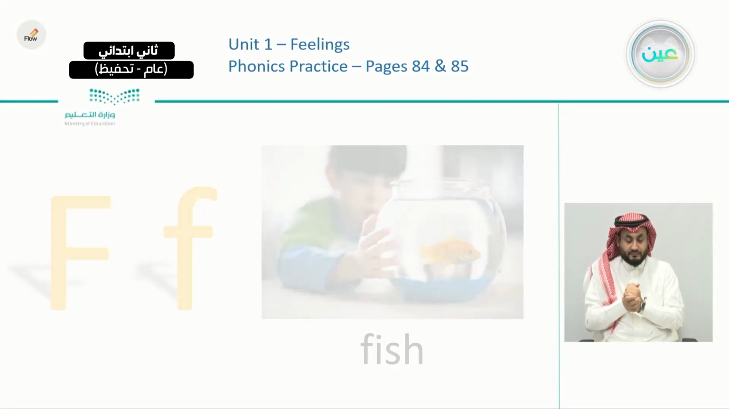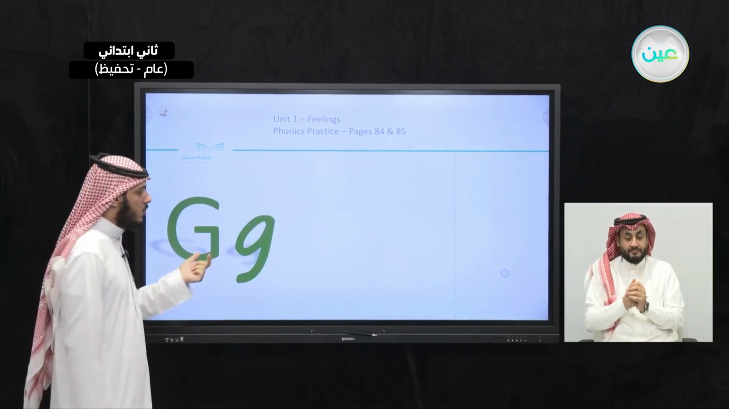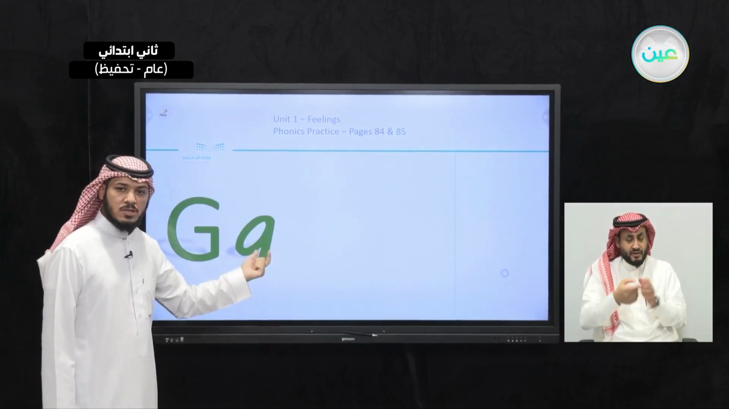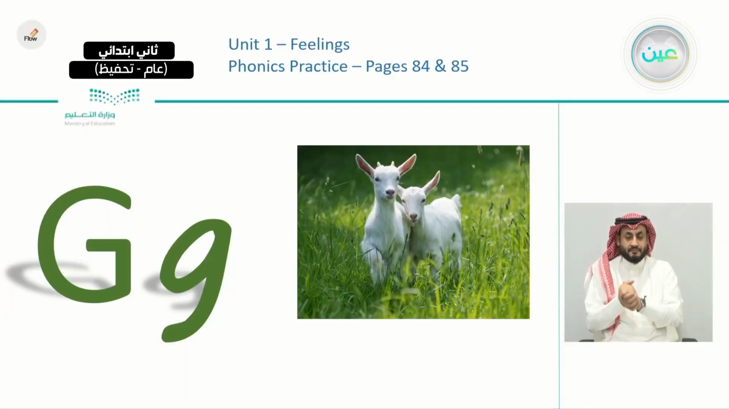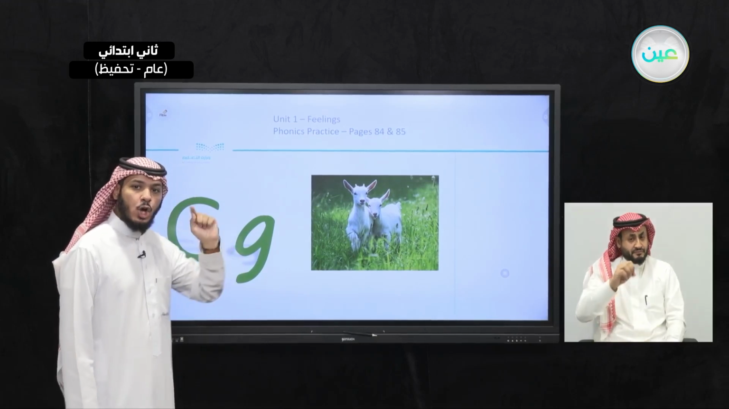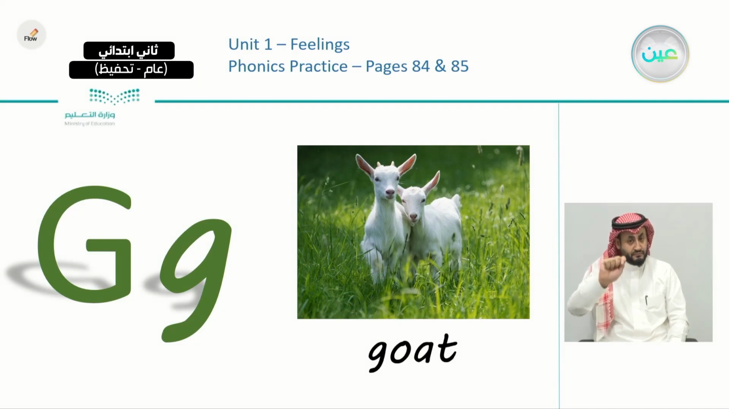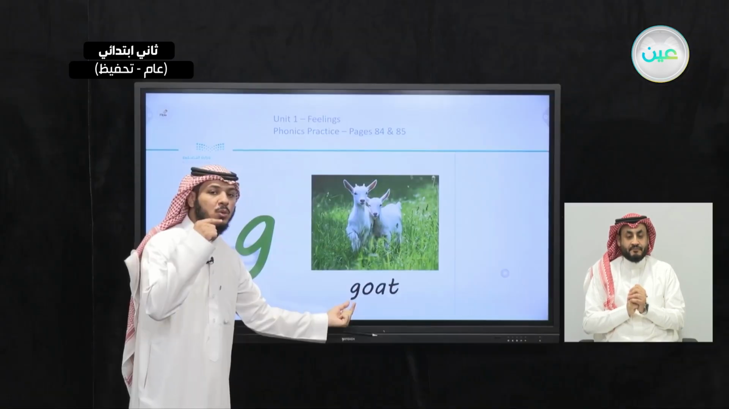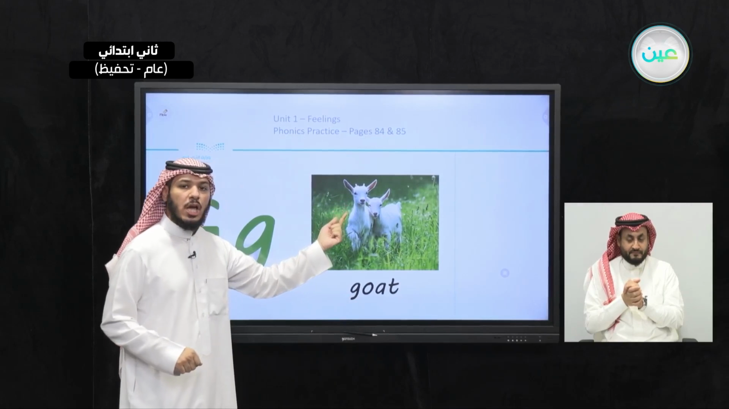Perfect. What after F? We have the letter G. Yes, that's right. So G in capital, G in small. What is this? Yes, we pronounce it as g. Let's say it together. G says goat. Perfect. Again, G says goat. Perfect. So we have G, but we pronounce it as g. So we have a goat.